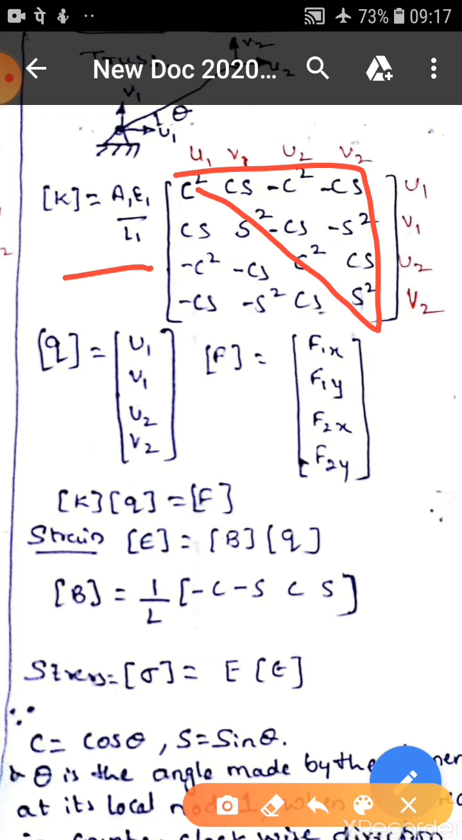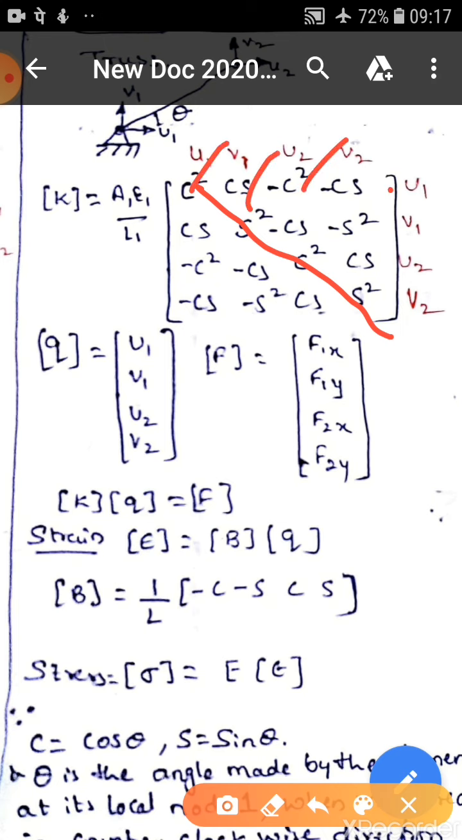Starting from the principal diagonal elements, you write the first element as C square, then CS, C square, CS. In the second row, the principal diagonal element is S square, then CS, S square. The first row has C square, the second row S square, the third row again C square, and the fourth row S square. After C square or S square, the other component is CS. I'll explain all these terms now.